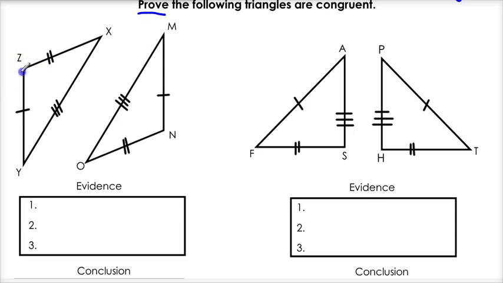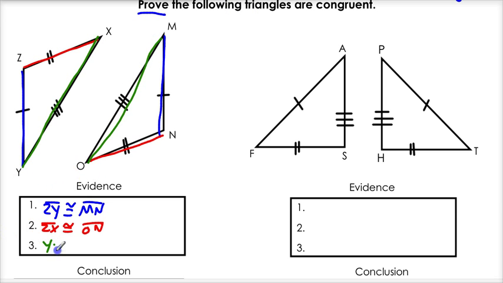Our first side is that ZY is congruent to MN. And we know that because they're marked. That's our first piece of evidence. Our second piece is that ZX is congruent to ON. And then finally our third piece of evidence is that YX is congruent to ON.